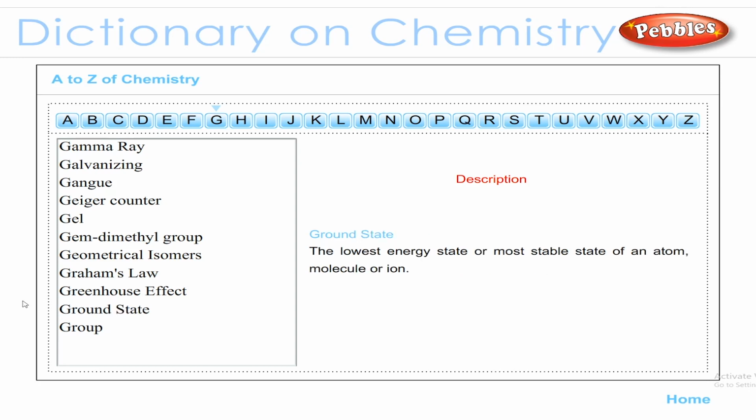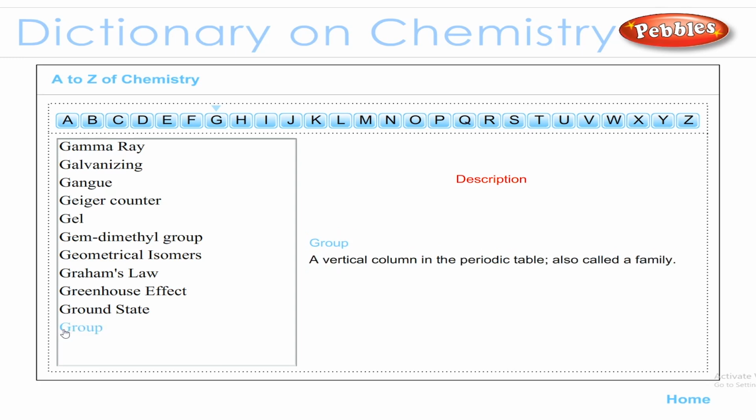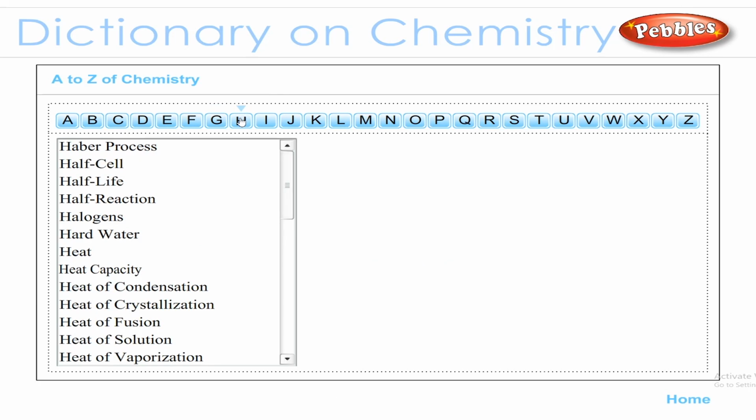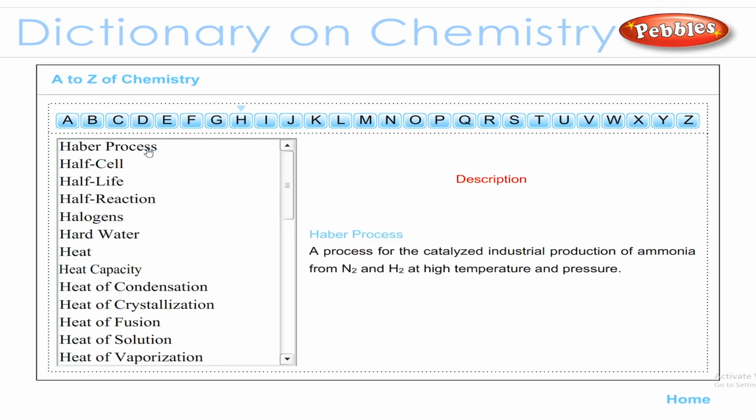Ground state. The lowest energy state or most stable state of an atom, molecule or ion. Group. A vertical column in the periodic table, also called a family. Haber process. A process for the catalyzed industrial production of ammonia from N2 and H2 at high temperature and pressure.